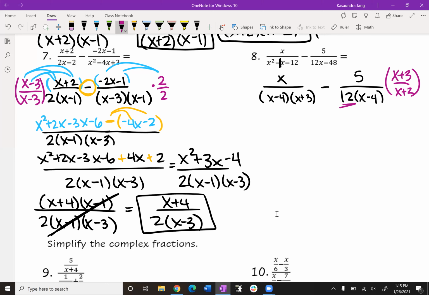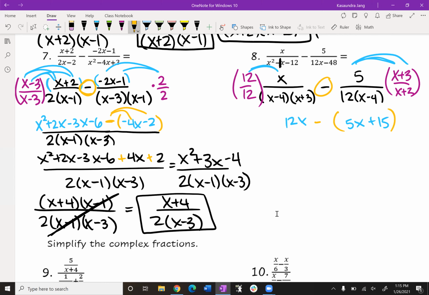On to the next, 12. I see that in my second denominator. I don't see the 12 in my first denominator, so I'm going to multiply by 12 over 12. As far as distributing goes, I don't have much distributing. I have to multiply these together. I'm going to get a 12x. This guy, I have a bit of distributing. I get a 5x and a 15. But it is overall subtracting that whole shebang, right? I need to subtract the 5x plus 15.